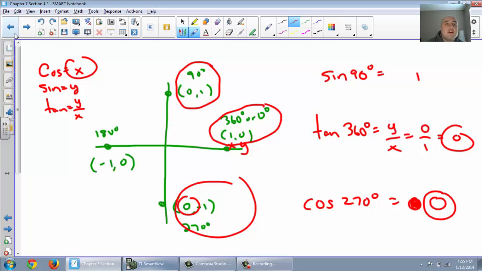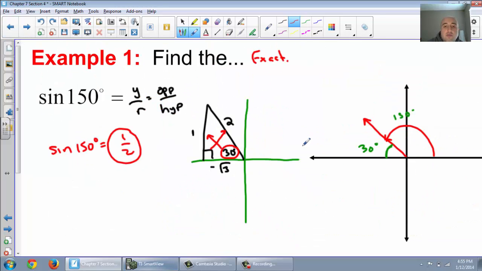There's my answer. So that's section 7.4. We'll make sure we do more of these in class. Hopefully this wasn't too bad for you.